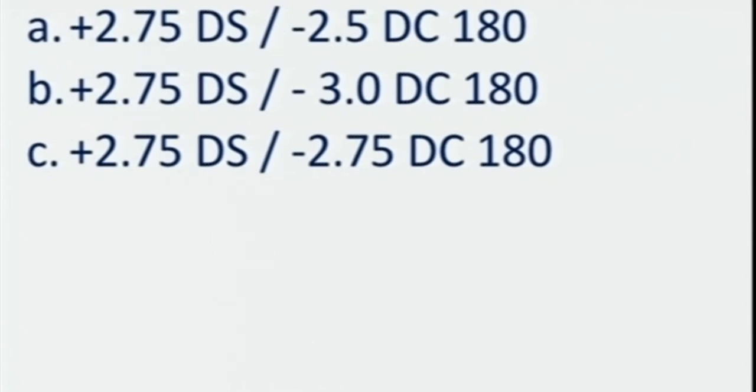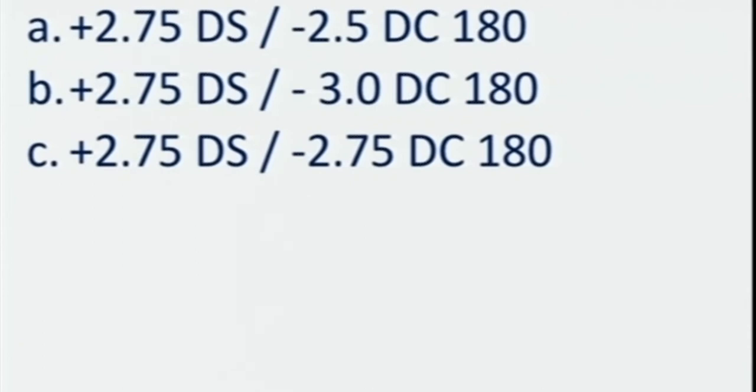Okay. Can anyone tell me what is the diagnosis for problem A? You go ahead, nothing wrong. Even if it's wrong, no problem. What is the diagnosis for problem A? You got plus 2.75 with minus 2.5 at 180. Compound? Excellent. With or against the rule? So compound hypermetropic astigmatism with the rule. Second one? Mixed astigmatism, with or against the rule? With the rule. What is the last one?